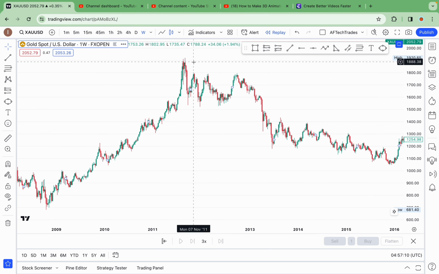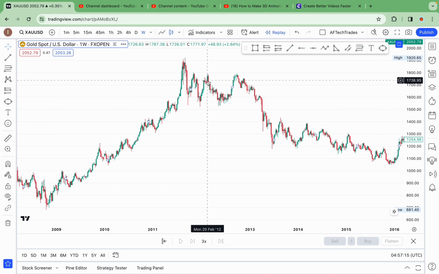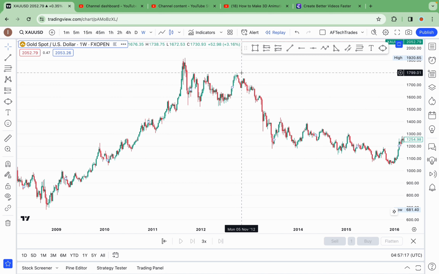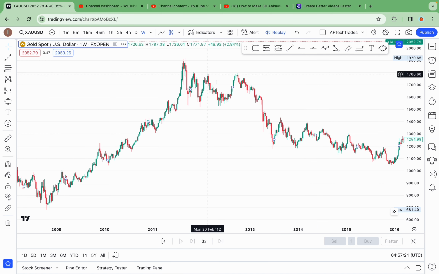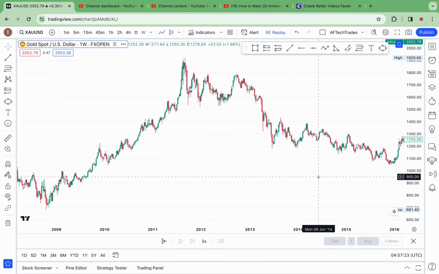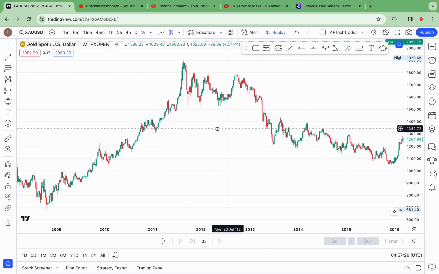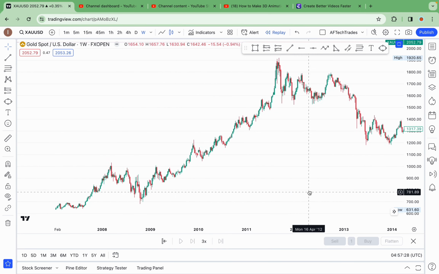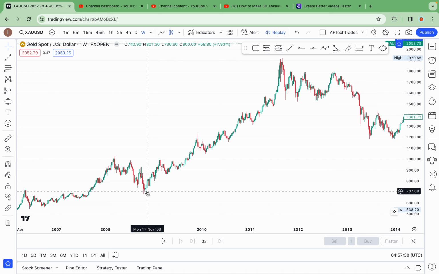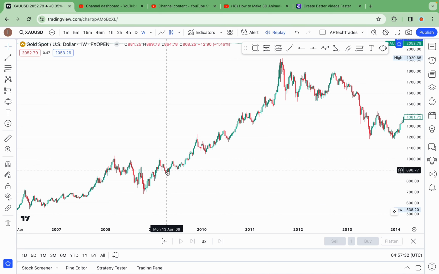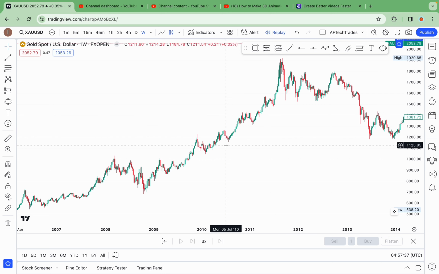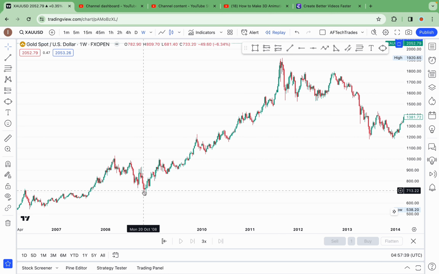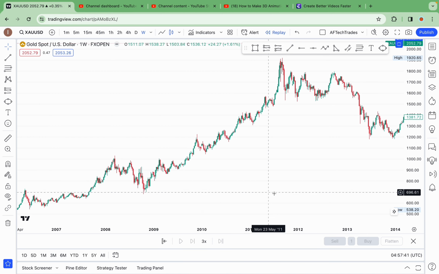You begin to have a series of lower low, lower high, lower low, lower high, and so on. So when this begins to happen, the market is in a downtrend. Similarly, if the reverse is the case, you have higher low, higher high, higher low, higher high. This direction is trending upward. So this is the first one: you have an upward trend and a downward trend.